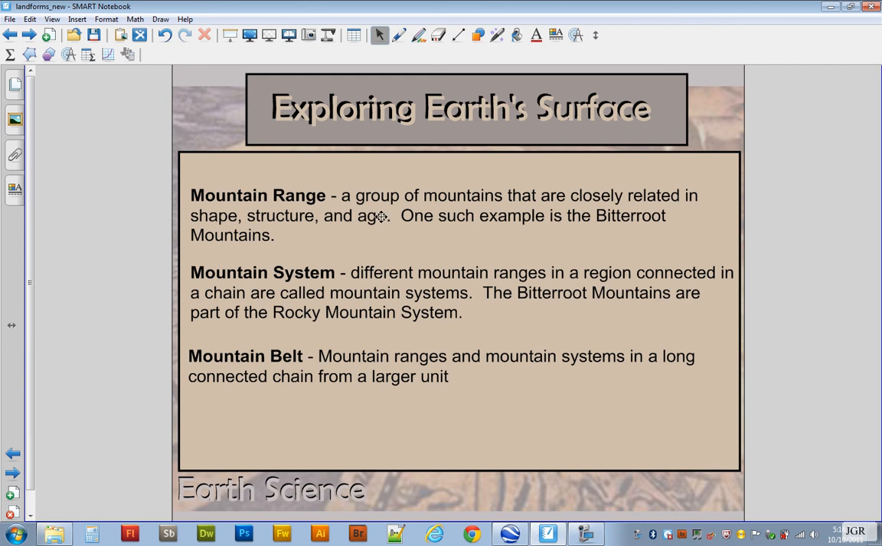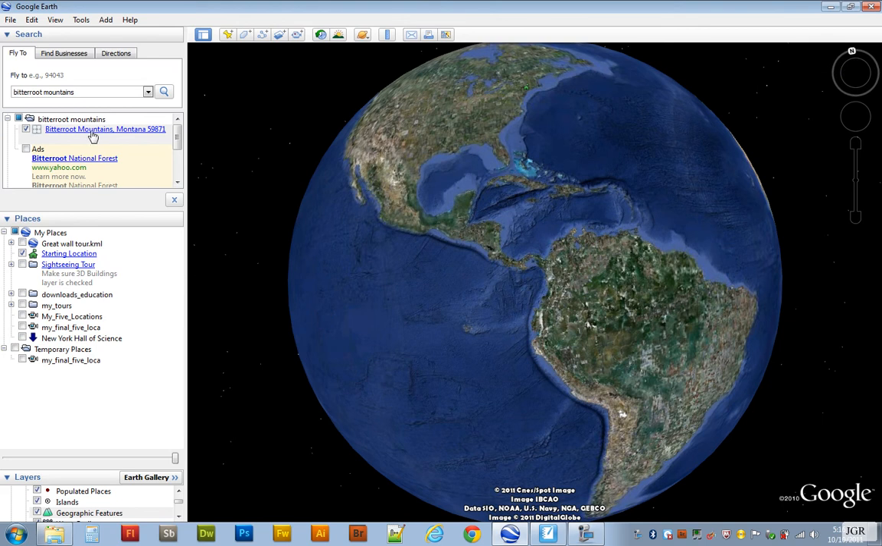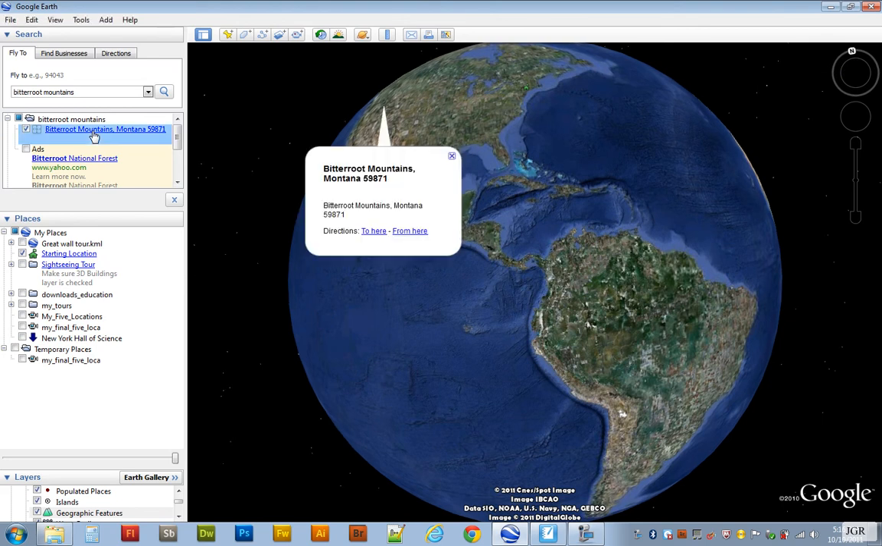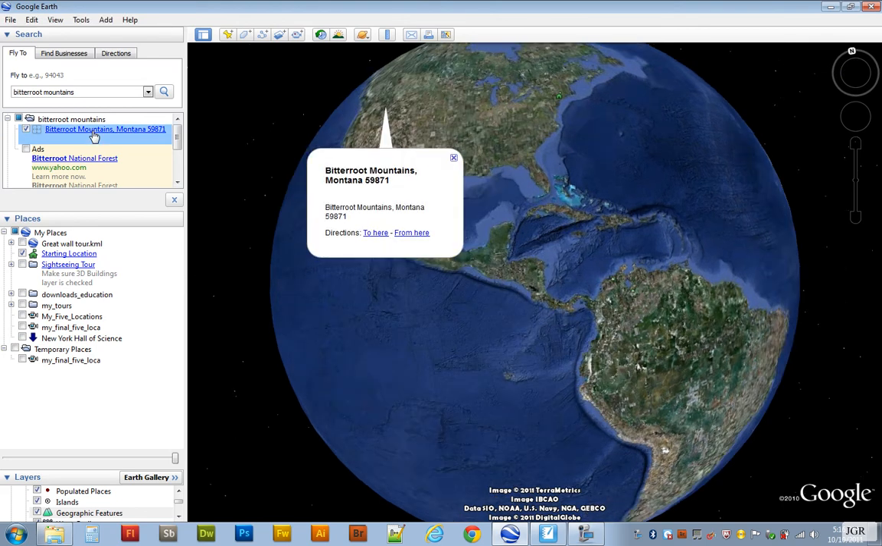Now, a mountain range is a group of mountains that are closely related in shape, structure, and age. One such example is the Bitterroot Mountains, and we're going to look at them. The Bitterroot Mountains, as we know, are part of a bigger, larger system called the Rocky Mountain system. And then I'm going to show you what a mountain belt looks like. So for that, we're going to go to Google Earth and go to the Bitterroot Mountains. So let's go to the Bitterroot Mountains.